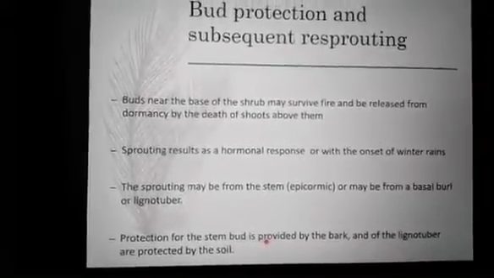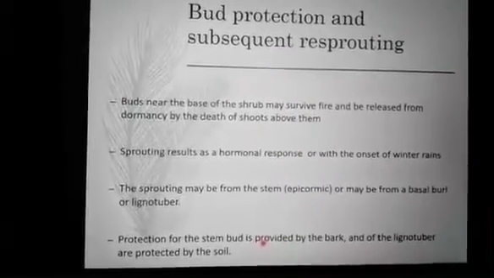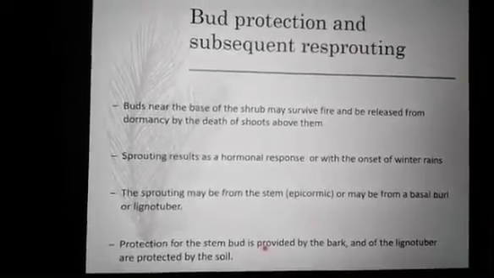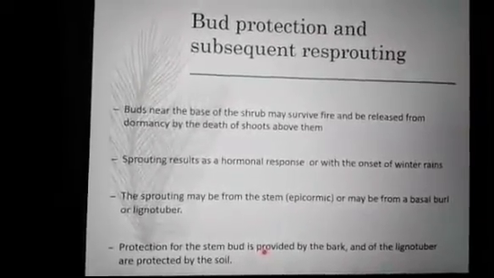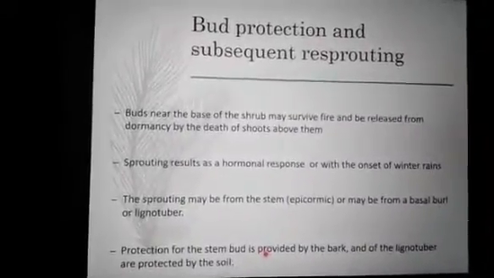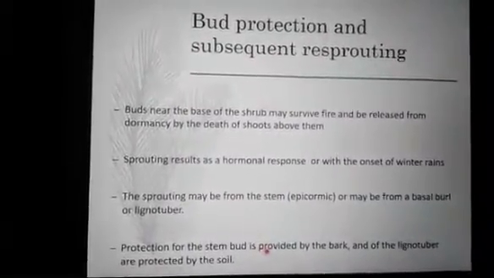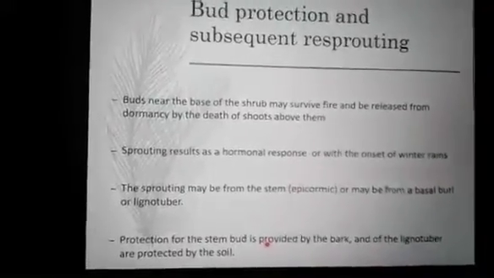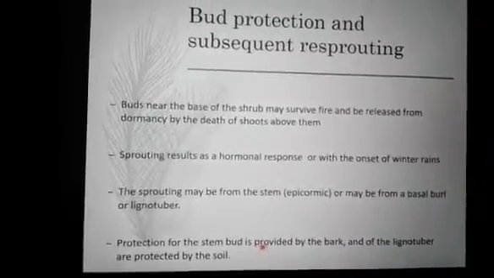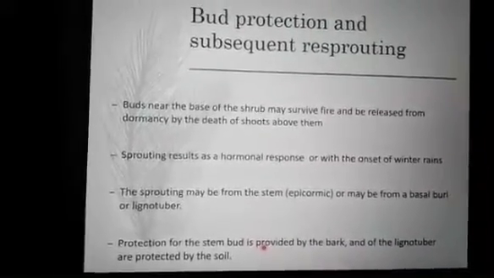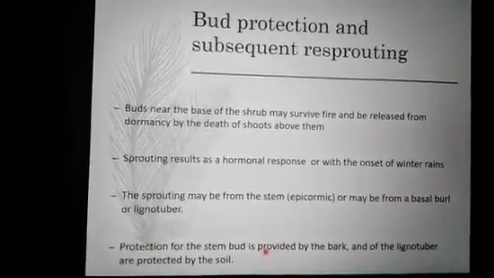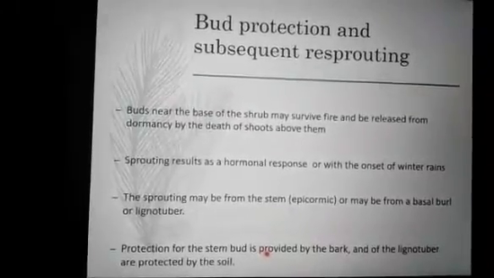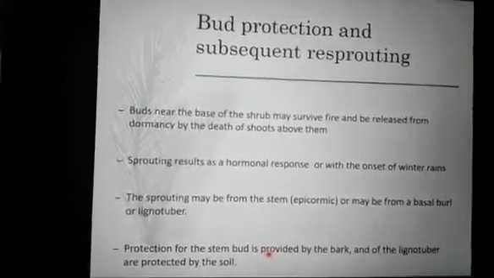Then the bud protection and subsequent sprouting. The buds near the base of the shrub may survive fire and be released from dormancy by the death of shoots above them. So it's more like succession: when the other one dies off, the other one is given a chance. Sprouting results as a hormonal response or with the onset of the winter rains. The sprouting may be from the stem, or from the basal bud, or what we call lignotubers.